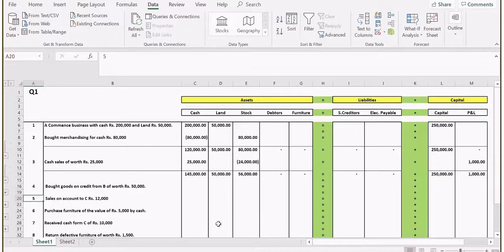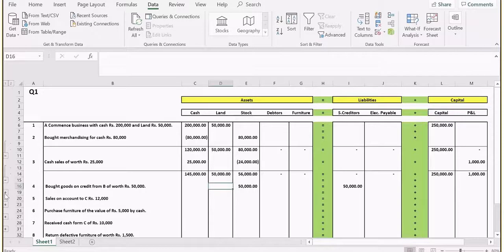Now the fourth entry is bought goods on credit from B of worth rupees 50,000. Here we are purchasing goods on a credit basis, which means there is no cash going out of the business. 50,000 worth of goods are coming into the business, and because this purchase is on credit, that means we are creating a liability in the form of sundry creditors of 50,000 rupees, because we are not paying upfront for the purchase of stock worth 50,000. So now the left hand side is equal to the right hand side, the transaction is complete.